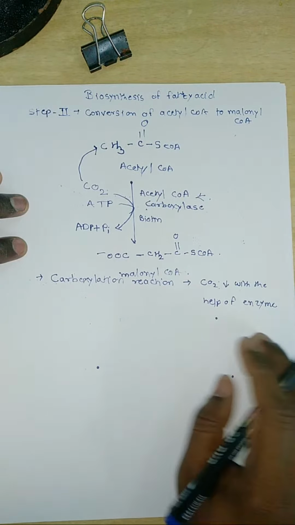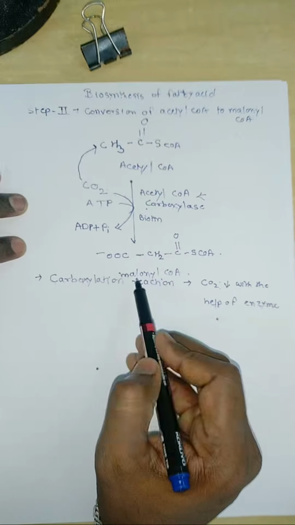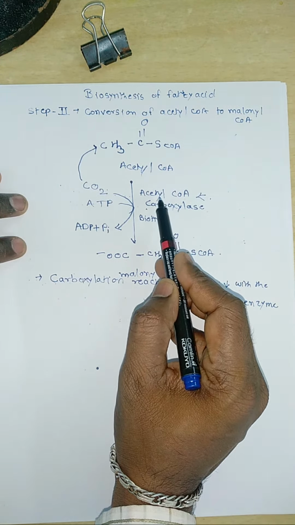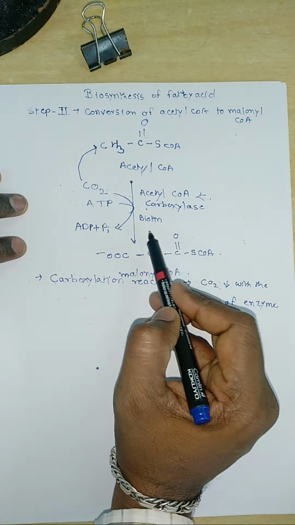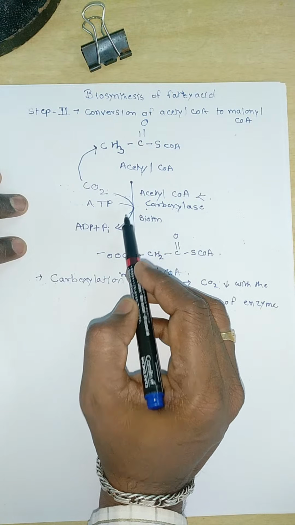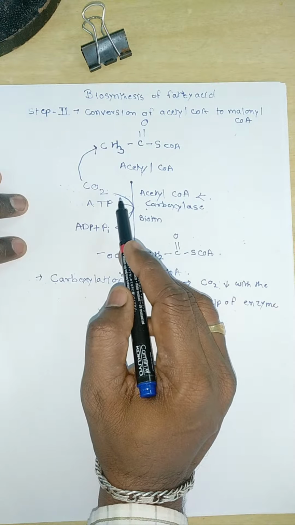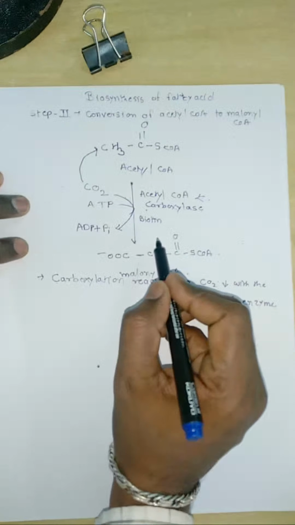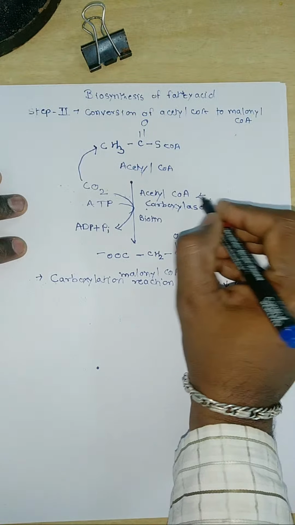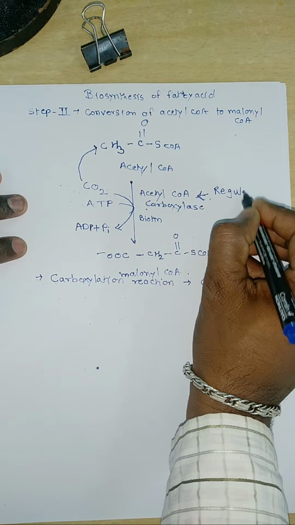SCoA. So in this reaction, acetyl CoA is converted into malonyl CoA by a carboxylation reaction. In the presence of acetyl CoA carboxylase, biotin is required. In this reaction, ATP is used as an energy source and fixation of carbon dioxide takes place. So this is the second step of the biosynthesis of fatty acid. Now, acetyl CoA carboxylase is known to be a regulating enzyme.